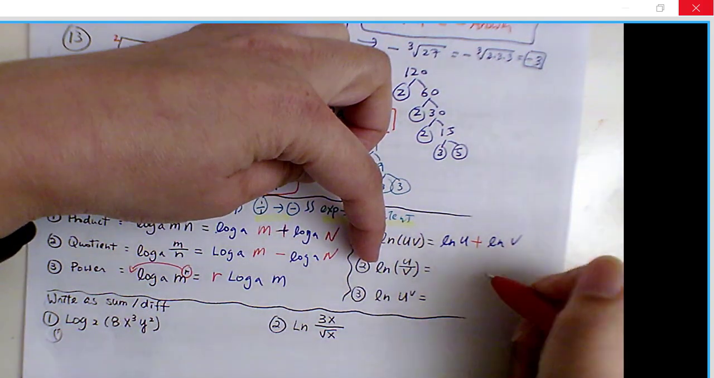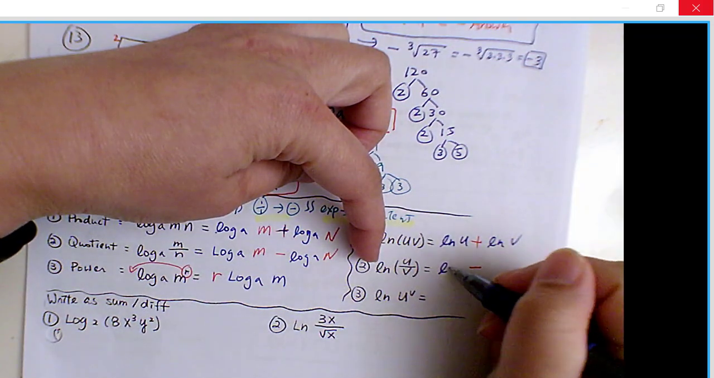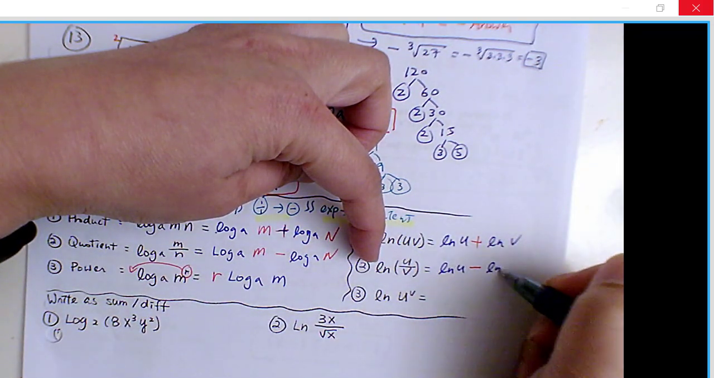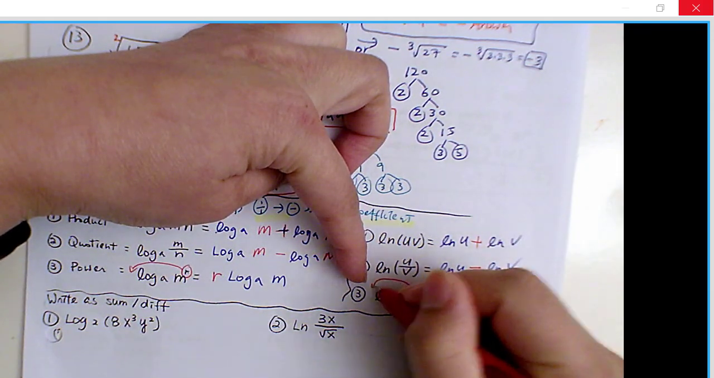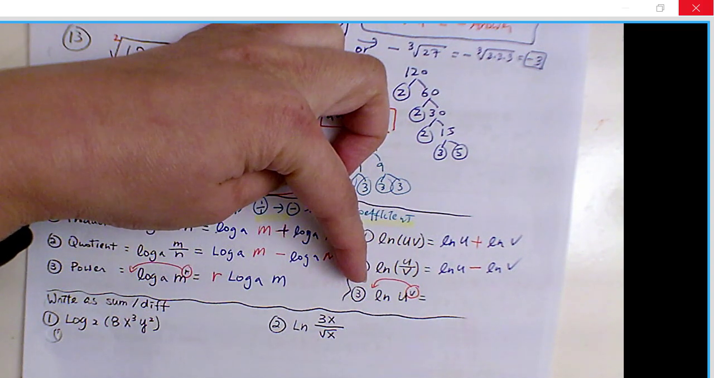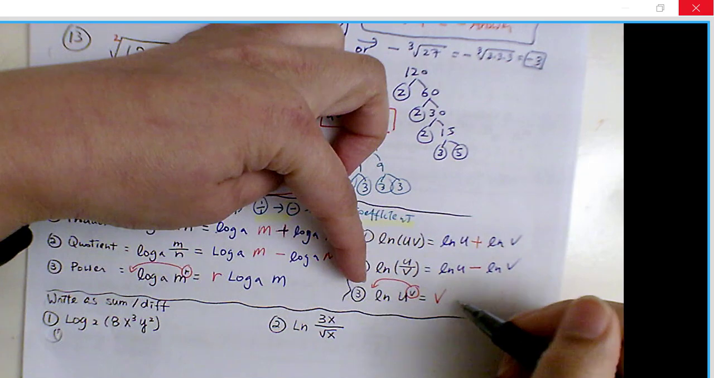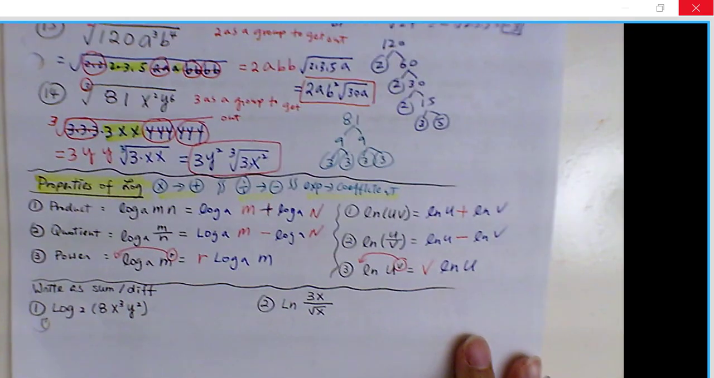Second one is division turn into subtraction. So we're going to have ln u minus ln v. And then the last one, the exponent, is going to turn into a coefficient. So the v goes first. And then we have ln of u. All right. So those are the basic rules.